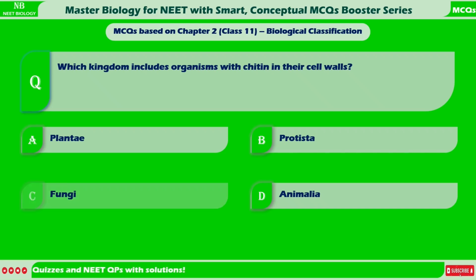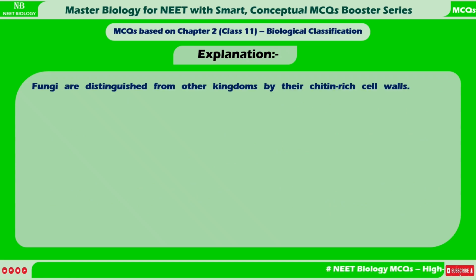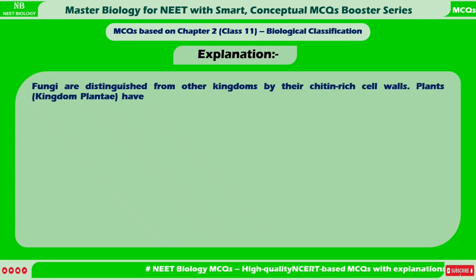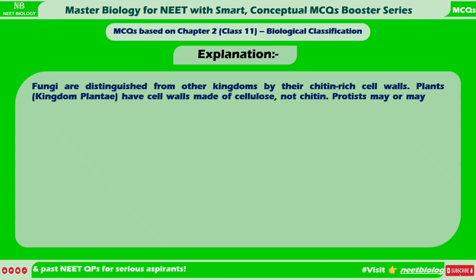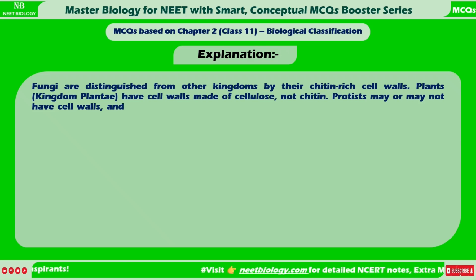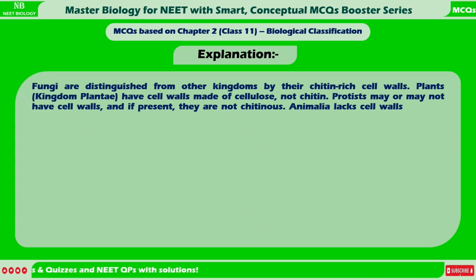Correct answer is C. Fungi. Fungi are distinguished from other kingdoms by their chitin-rich cell walls. Plants, kingdom Plantae, have cell walls made of cellulose, not chitin. Protists may or may not have cell walls, and if present, they are not chitinous. Animalia lacks cell walls entirely, making fungi the only correct option.